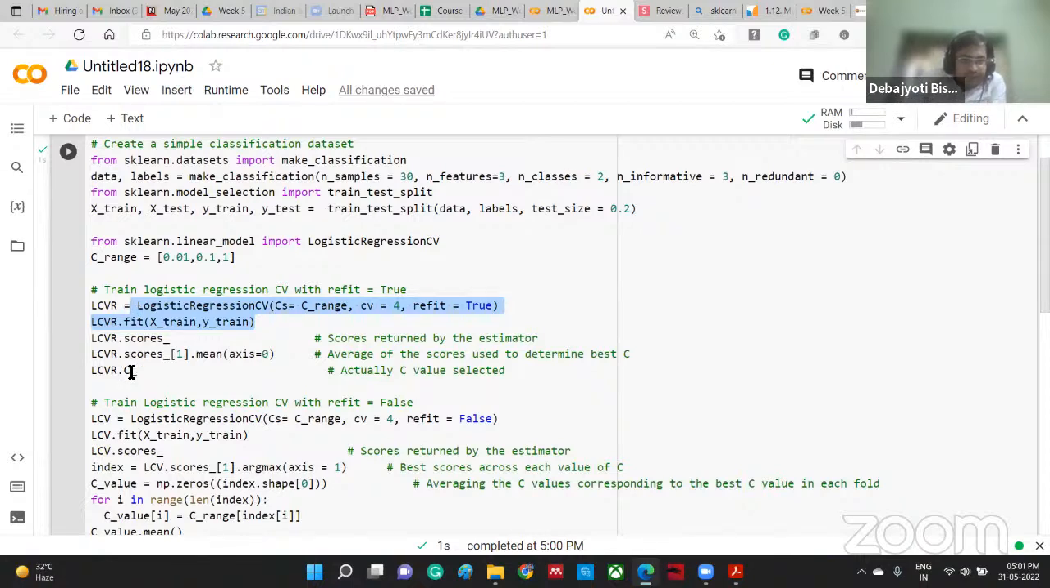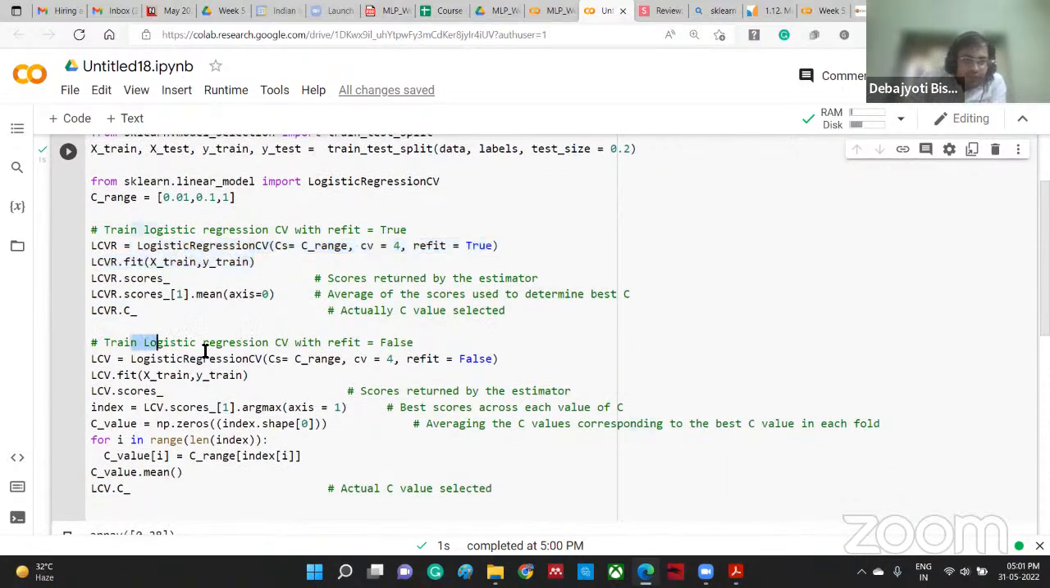Fine. Then case 2, train LogisticRegressionCV with refit equals false. Here LCV is the same thing, Cs range, cv equals 4, refit equals false. LCV.scores represents the scores returned by the estimator, and the index is taken with axis equals 1. That is the same thing, right? Best scores across each value. So they have calculated the best scores, then averaged the C values corresponding to the best C value in each fold. So basically that is the thing, it looks like.